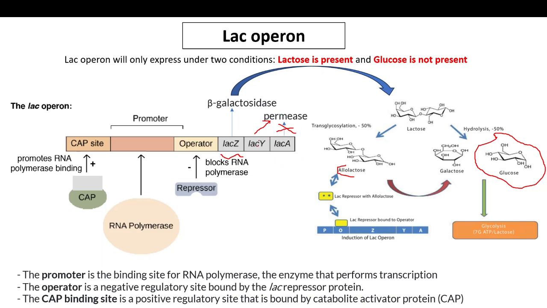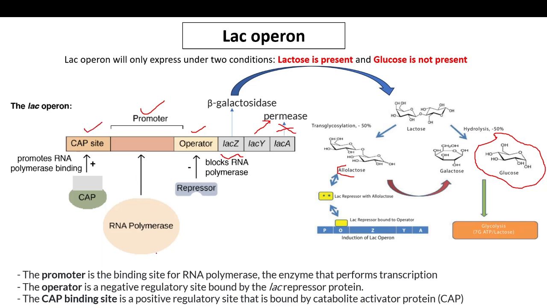LAC-A codes for an enzyme known as trans-acetylase, but the role of the trans-acetylase is not fully understood. So this is all about the gene cluster that this lac operon contains. Apart from this gene cluster, there are certain regulatory elements in the operon that you can see, and those are this operator, this promoter, and this CAP site.